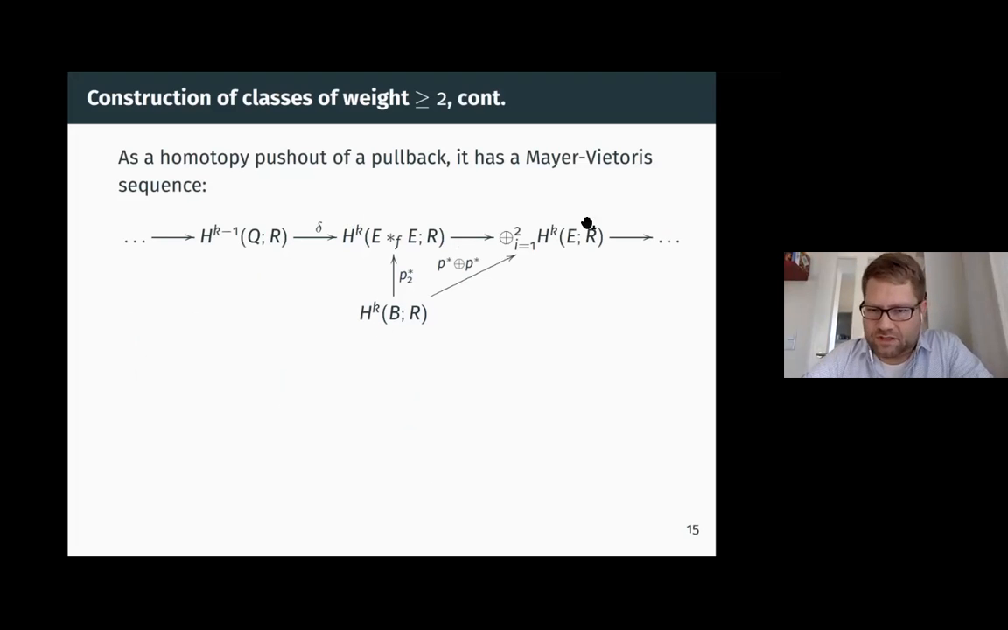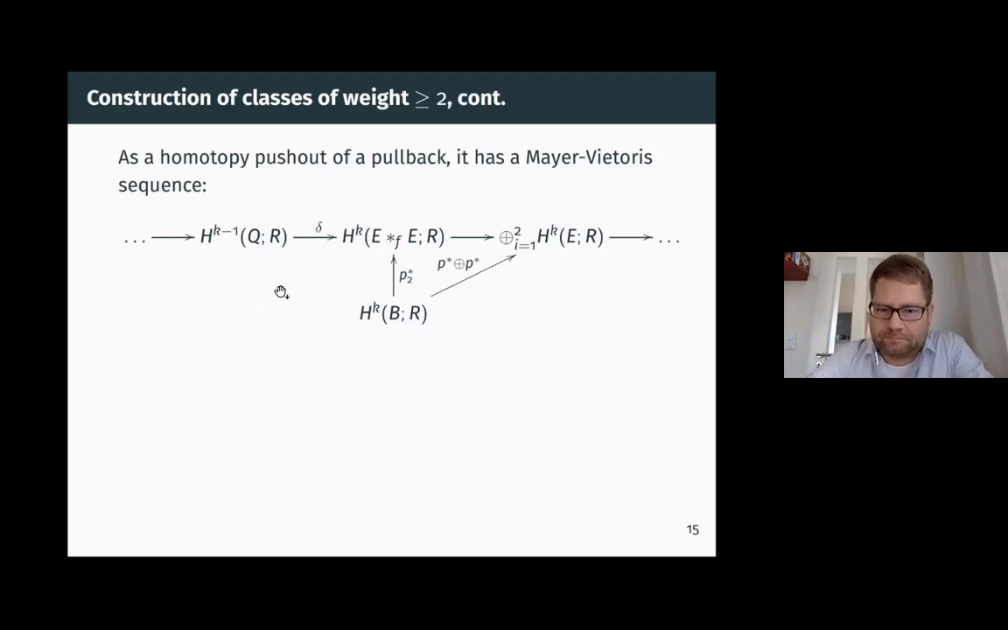So the top row in this diagram is the Mayer-Vietoris sequence, where the role of the union, roughly speaking, is the fiber-wise join, this homotopy push out. Then the 2 components of this are both copies of E. So this is the term appearing here, and this is the third term in the sequence. We get the role of the intersection of the 2 parts, which is played by the pullback here. So this is the pullback space.